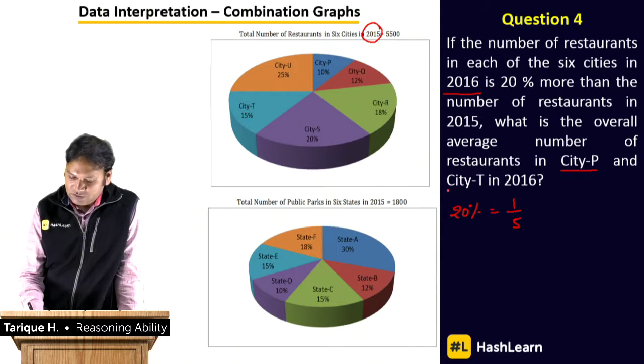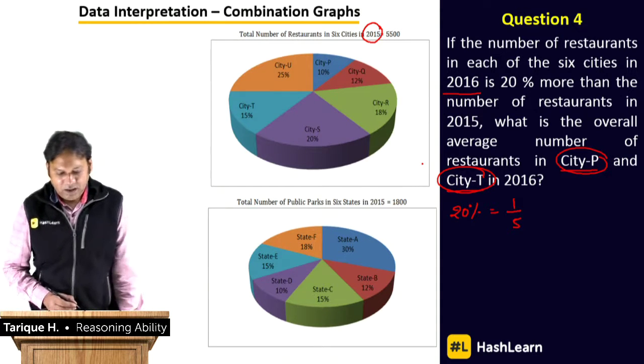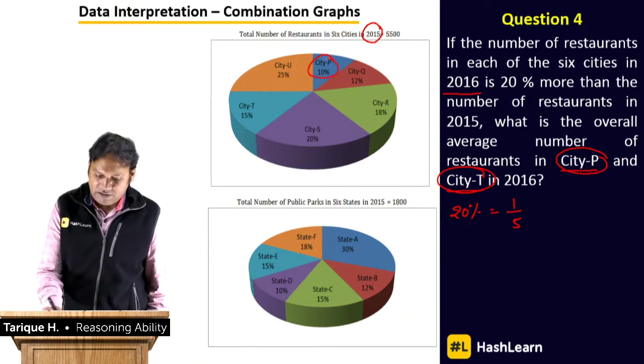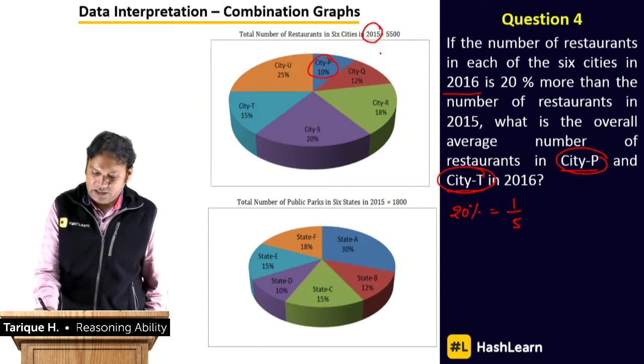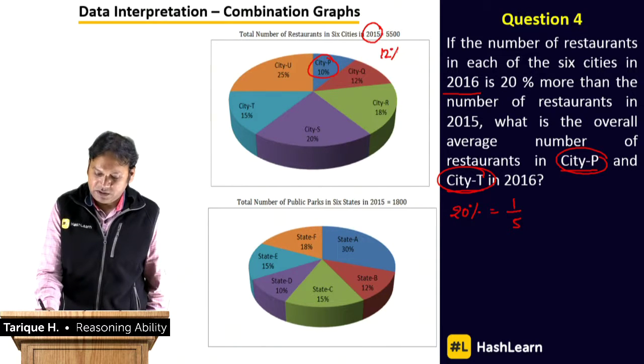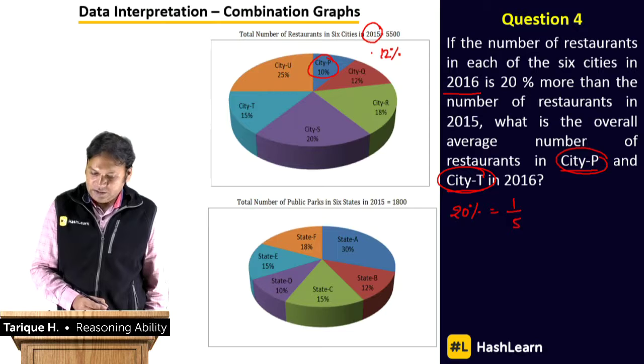City P and T. So I'm just going to work with P and T. I'm not going to work with all the numbers here. So P is 10%. 1 by 5 of 10 is 2. So 10 plus 2, 12%. Take it as 12%.